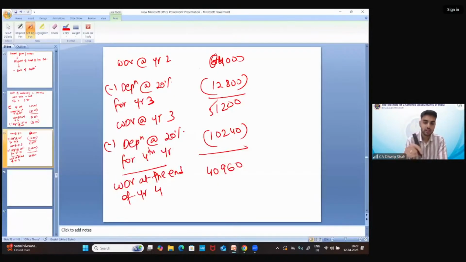Okay. But till now, is there any query? Till now, this is a very simple calculation that I have done. So, as far as the block of assets concept is concerned, you have to calculate WDV at the beginning of that year when you are selling the asset. In this case, we are selling the asset in the 5th year. So first bring the WDV at the beginning of the 5th year. What is the WDV at the beginning of the 5th year? It is 4960. WDV at the end of year 4 means WDV at the start of the 5th year. So it is 4960. Correct?